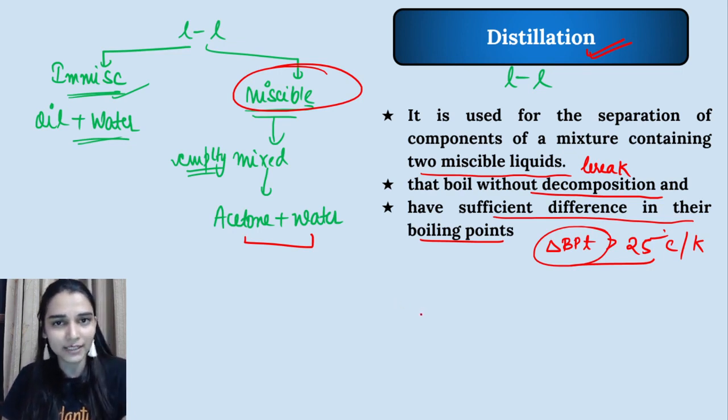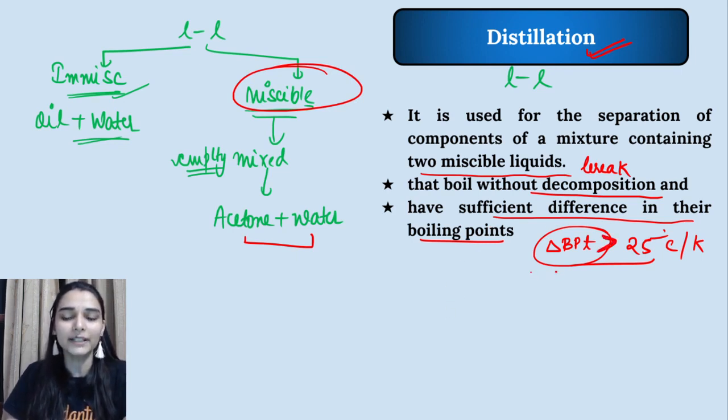Are we clear on this? Type yes in the chat box if there is no confusion. This should be crystal clear to you. What is the condition for distillation? Boiling point difference more than 25.